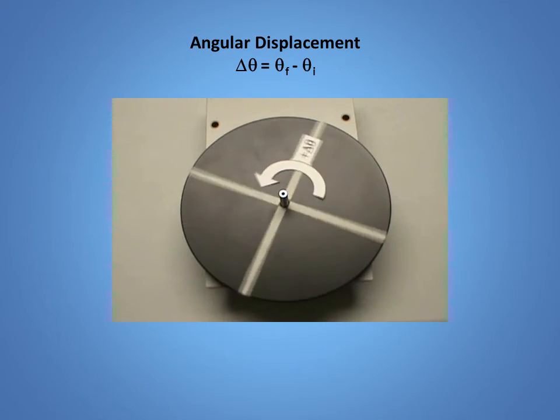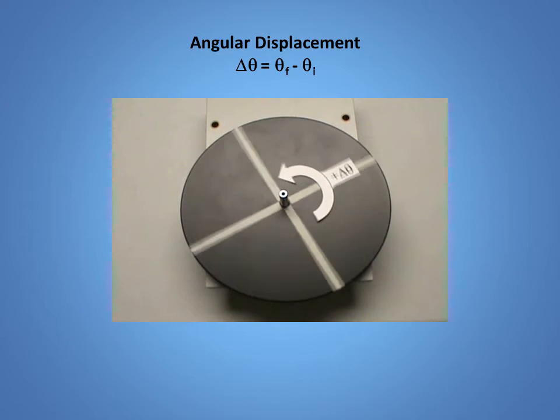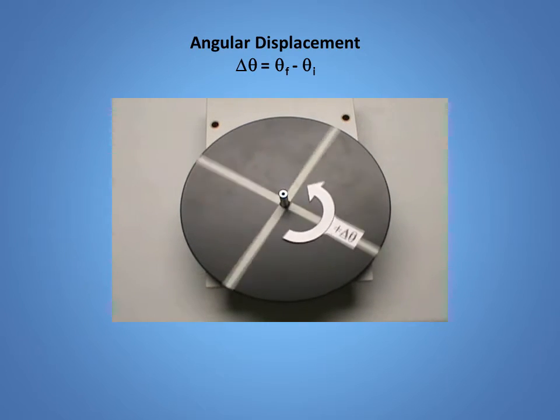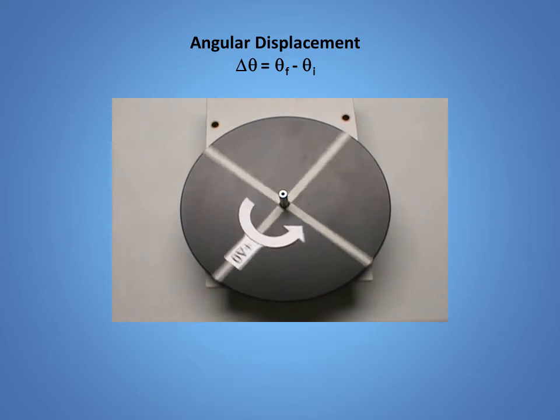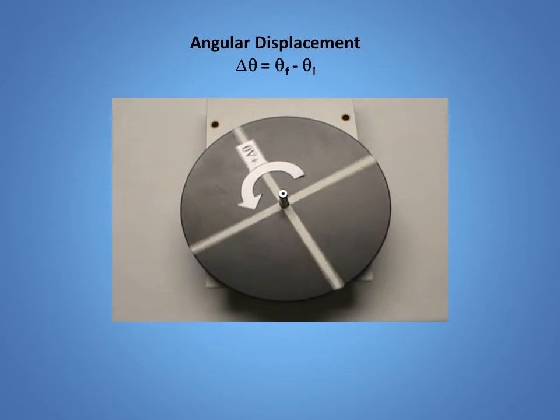Although we can give angular displacement a positive or negative value, it is not a vector quantity because it fails the commutative property of vector addition.